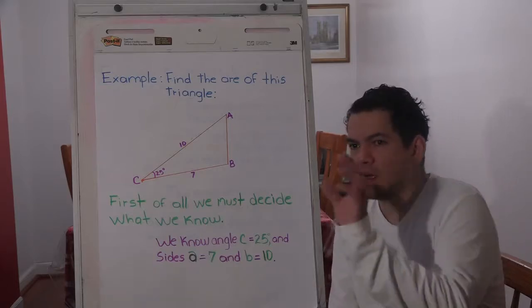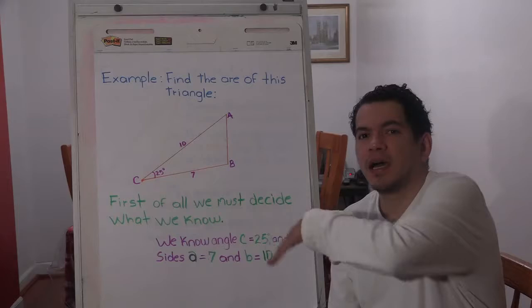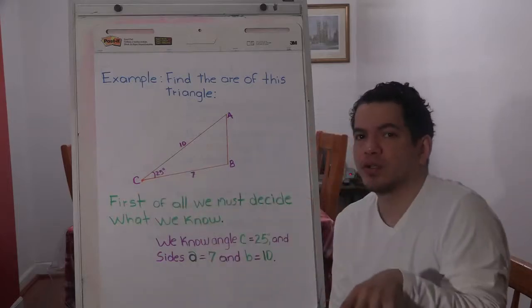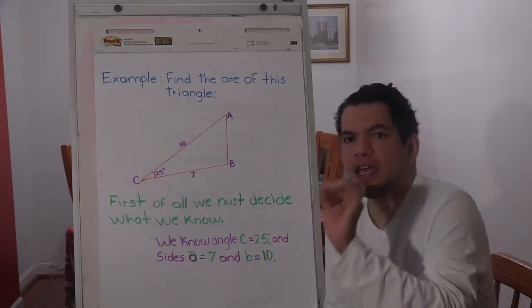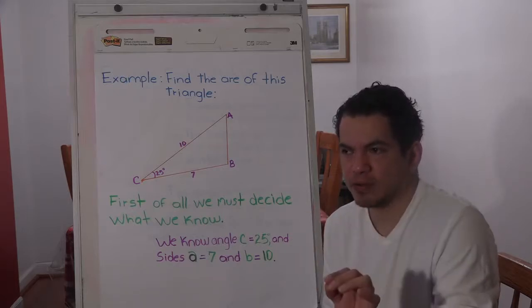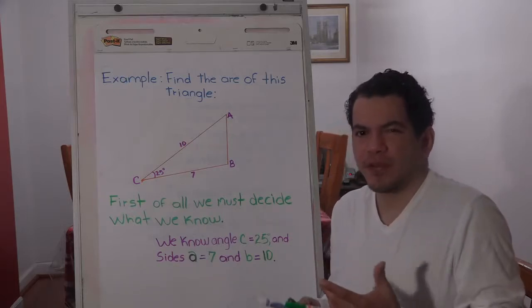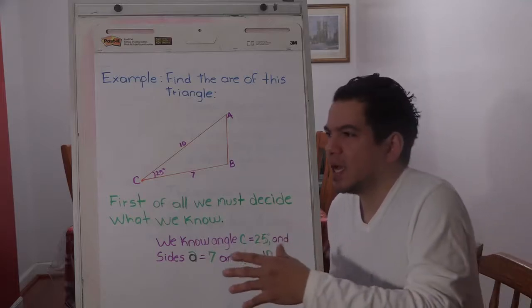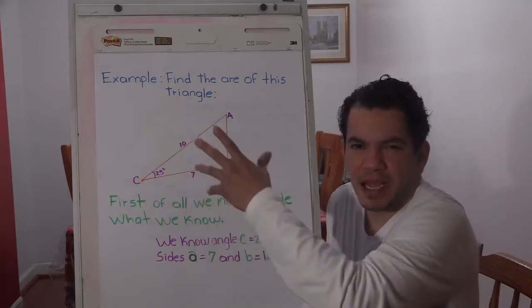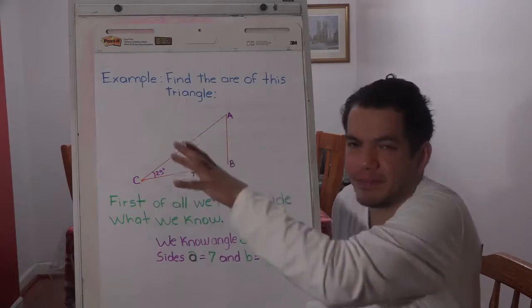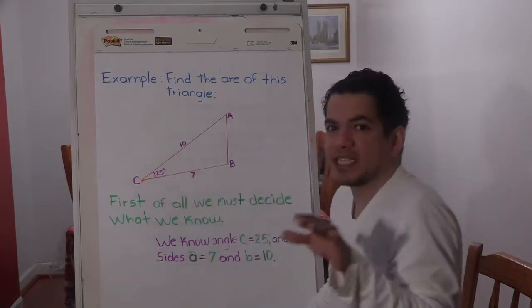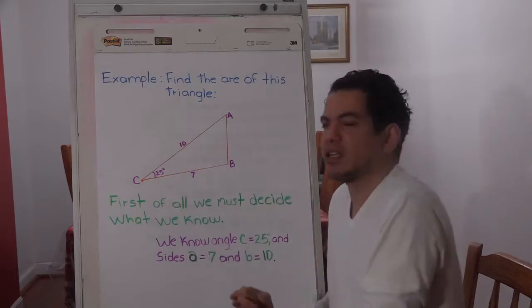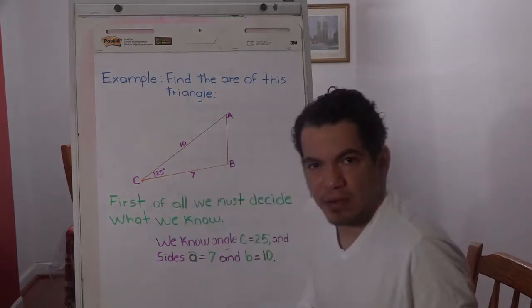This is lesson 41. In this lesson we are going to look at how to find the area of a non-right triangle. The formula to find the area of a triangle is usually base times height divided by 2, or 1/2 base times height. But what happens when you are faced with a triangle that is not a right triangle, meaning that it does not have a right angle?